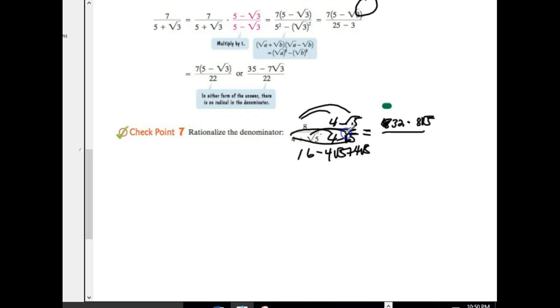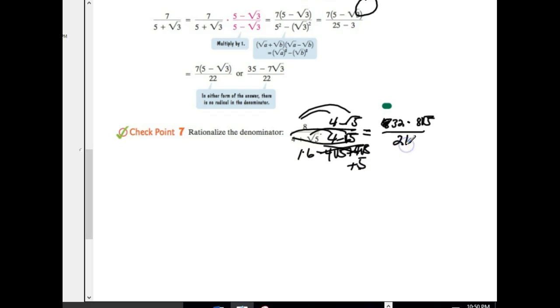And then the last term times the last term is just going to turn into a regular 5, because the square root of 5 times the square root of 5 becomes regular 5. Now, these cancel because they're opposites of each other, so you really just end up with 16 plus 5, which is 21.